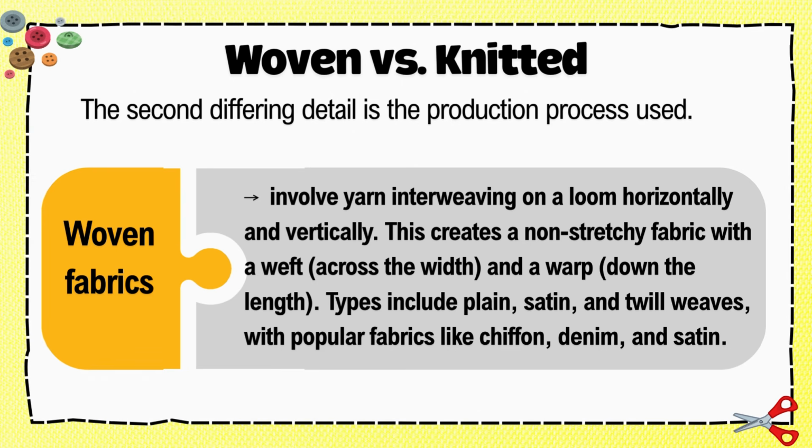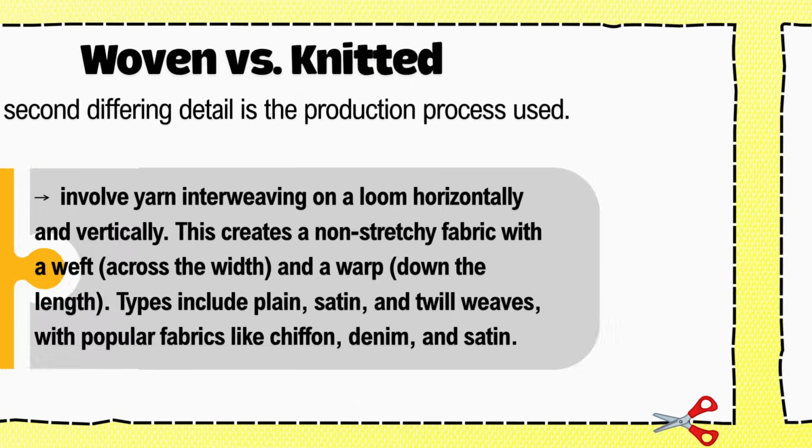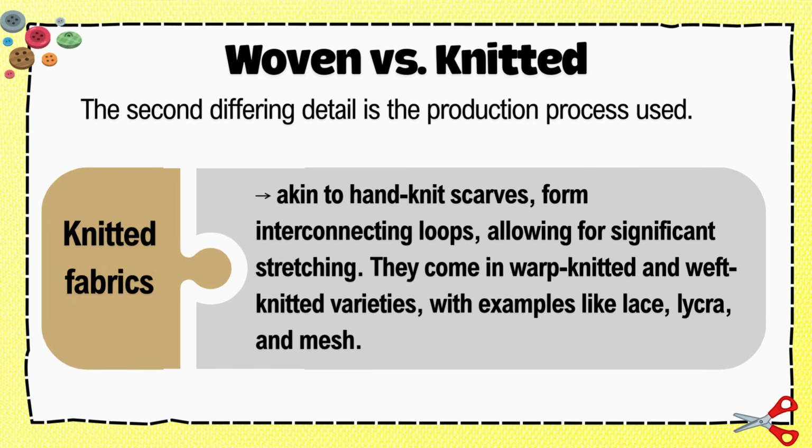The way fabric is made affects how it feels and stretches. Some fabrics have a firm structure and keep their shape well, while others are more flexible and stretchy. This is important when choosing fabric for tight-fitting or loose, comfortable clothing. Knitted fabrics, akin to hand-knit scarves, form interconnecting loops, allowing for significant stretching. They come in warp knitted and weft knitted varieties, with examples like lace, lycra, and mesh.